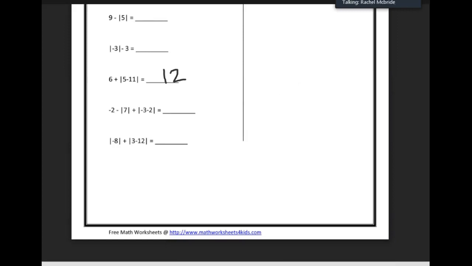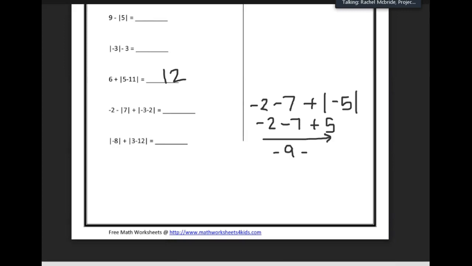Okay, the next one, we have negative 2 minus the absolute value of 7, which is 7, plus, now you have to simplify inside first, so 3 minus 8 is negative 5. Once you combine all the stuff inside, then you take your absolute value. Then you add your numbers together left to right. So you get negative 9 plus 5, which is negative 4.